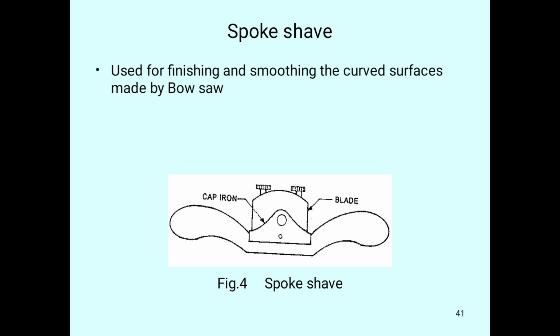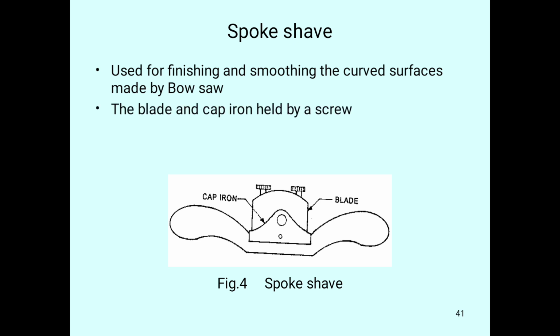Whatever the component, that is, wooden workpieces, that are cut by the bow saw into curved shapes, that is French curves. French curves are arcs. Those arcs and French curves are going to be smoothed or finished. That process is done by the spokeshave. The spokeshave is used for finishing and smoothing the curved surfaces on wooden workpieces made by a bow saw.